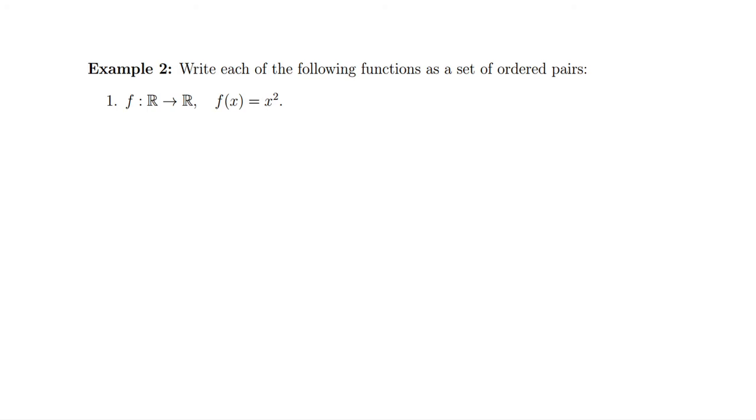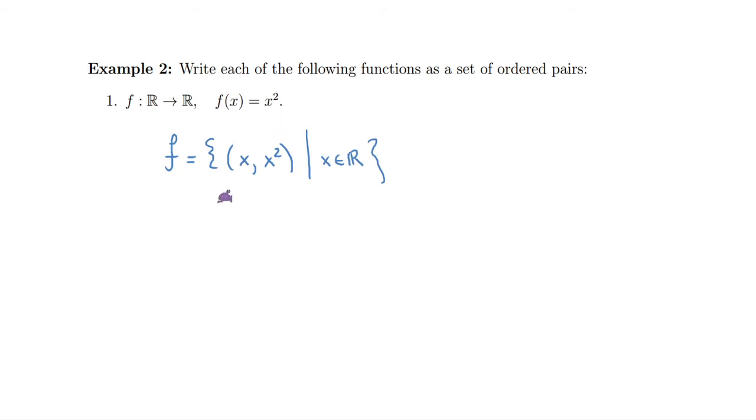So write it out as a set of ordered pairs. Well, what would these ordered pairs look like? f would be a collection that would look like this. You'd have x, and then you would have x squared. So you could write it like this.